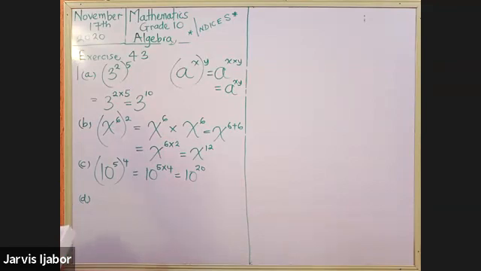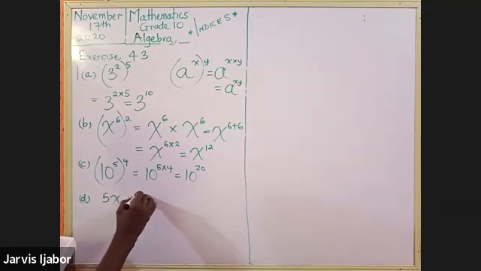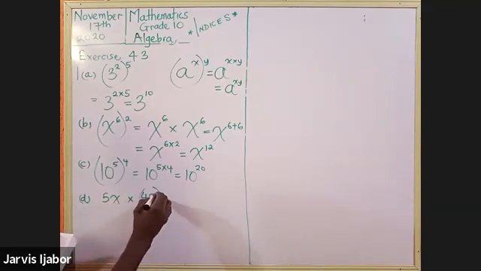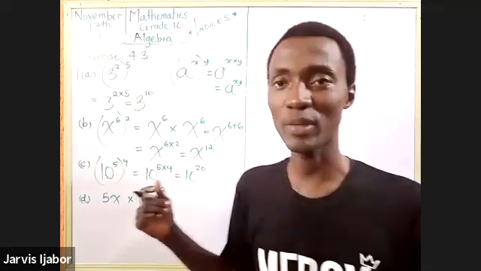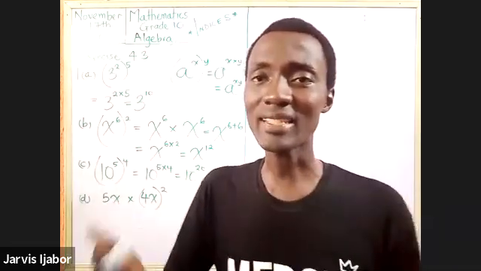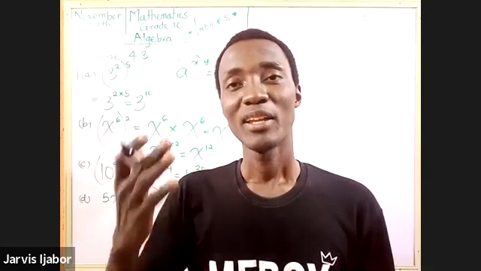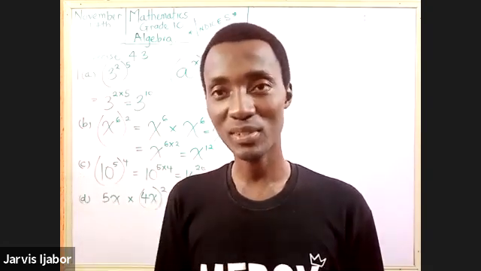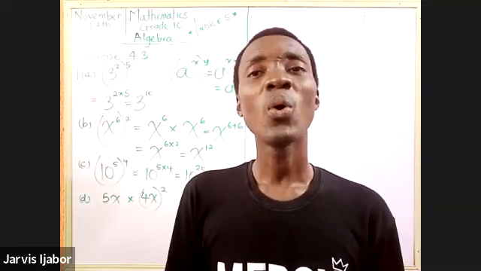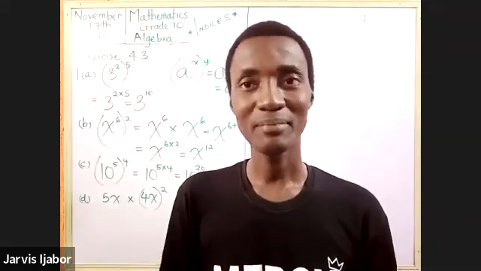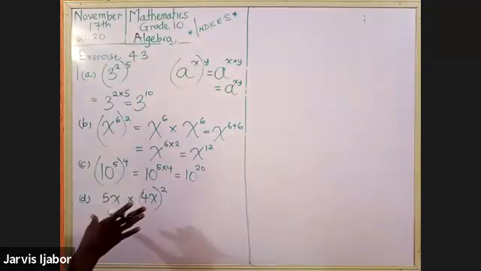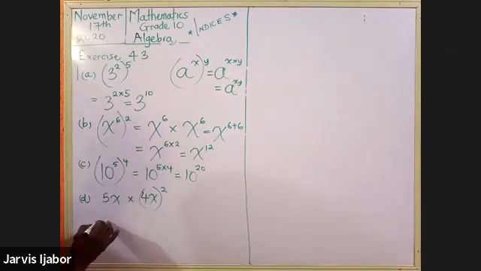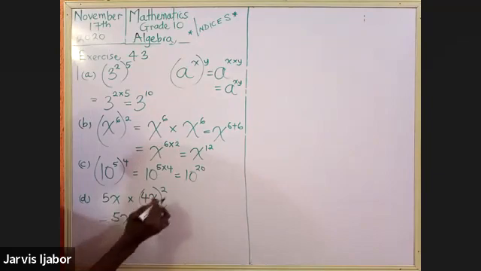Let's look at D. In question 1D, we have 5x times 4x all raised to the power of what? 2. Now, this is where the interesting work in indices begins. I earlier said that it's not enough for you to just know the rules. The most important is for you to know when to apply them and how to apply them. If you watch this question now, there are 2 rules at play here.